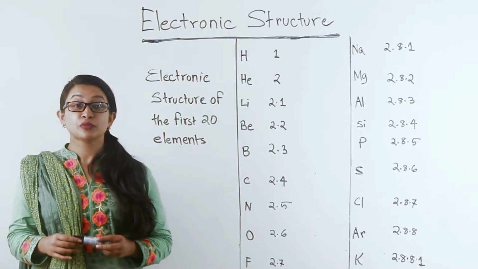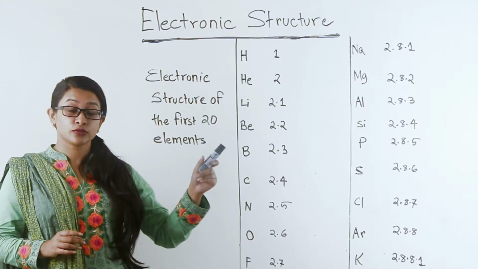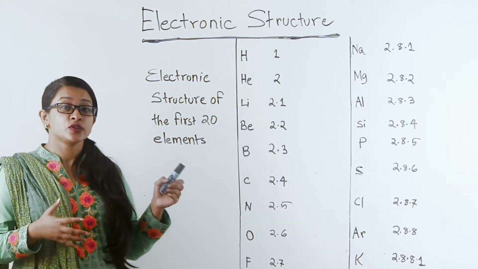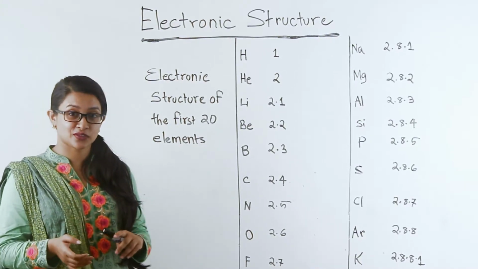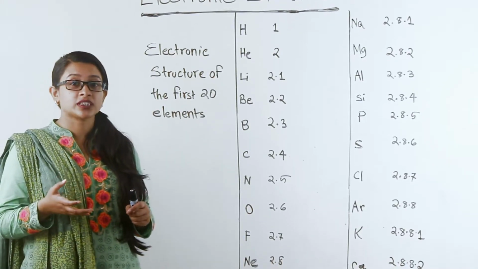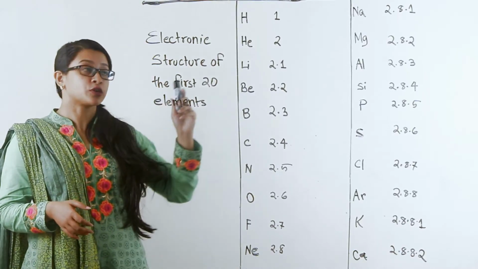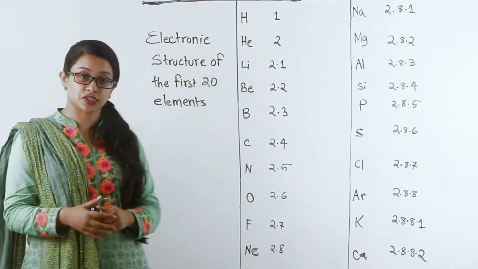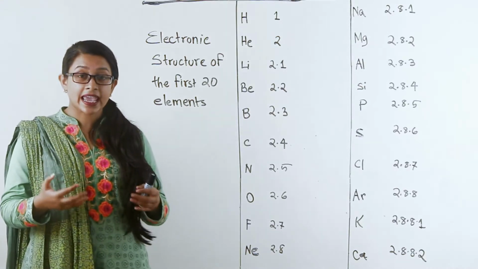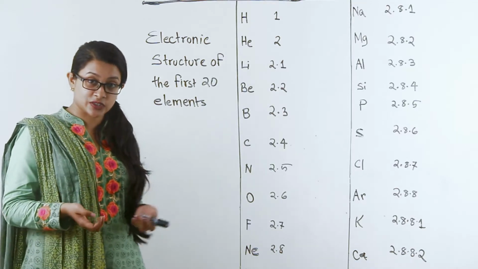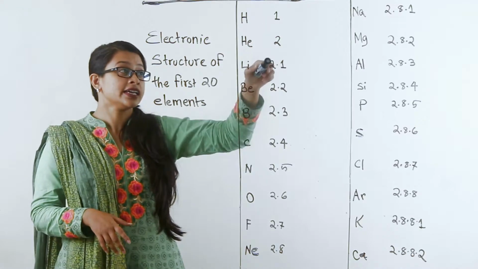So guys, we have moved on to the last topic of our lecture, which is electronic structure. If you concentrate on the table on this side, you see the electronic structures of the first 20 elements of the periodic table. They start from 1 and end at 20, the first one being hydrogen and the last one being calcium. When you break down the atomic number of these elements into electronic structure, this is what it looks like. We start with hydrogen with an electronic structure of 1, helium 2.